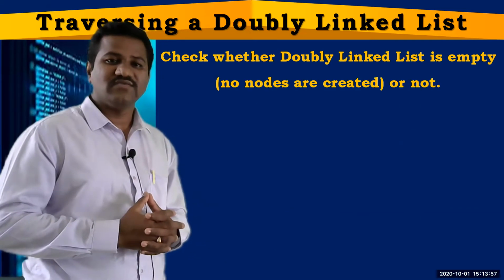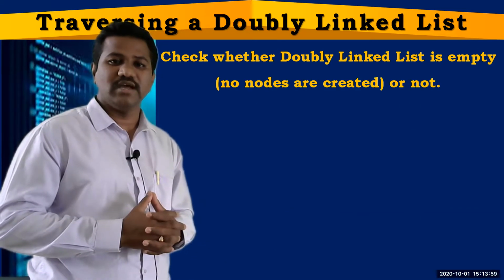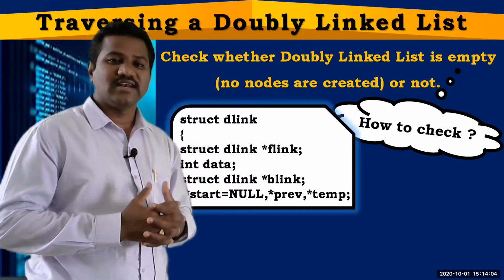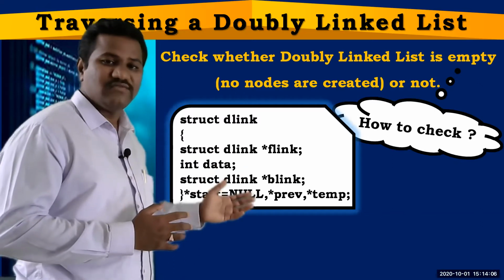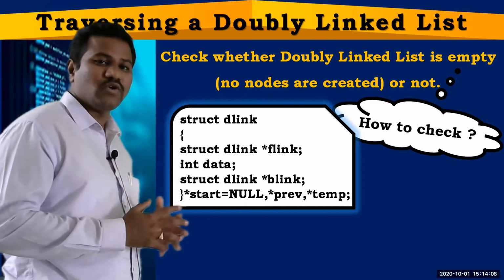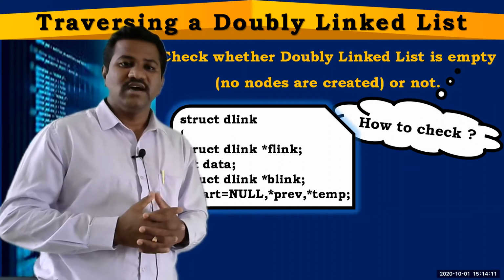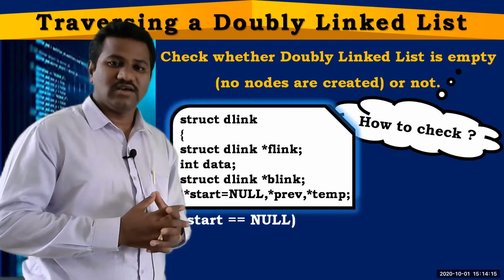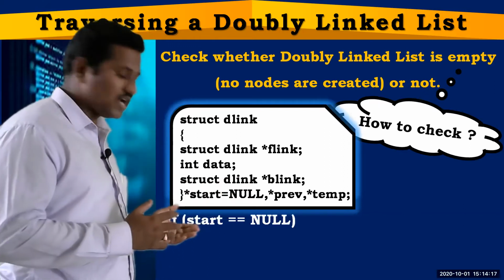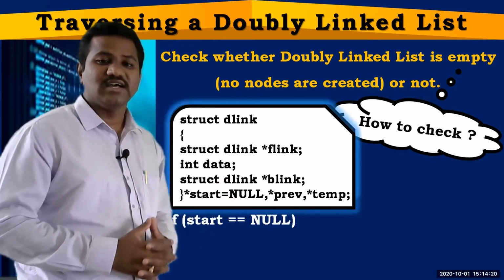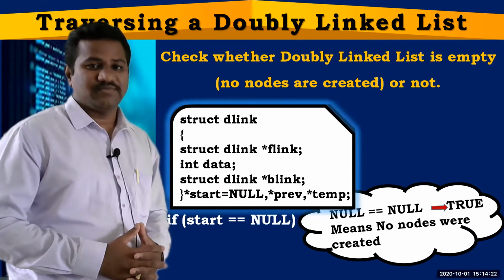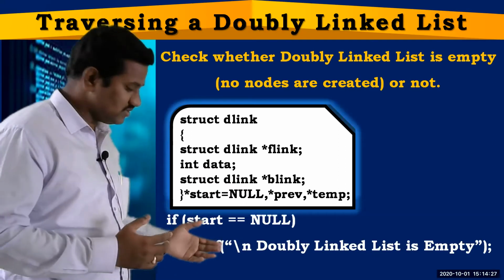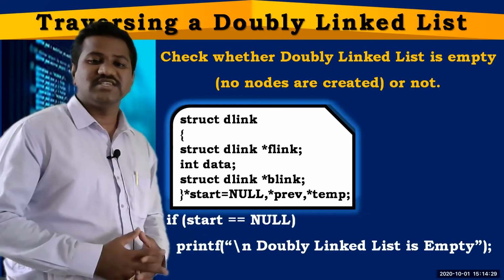So the first step is that we need to check whether double linked list is empty or not. And how to check it? At the time of declaring the structure, we are initializing null to start pointer. And when we are calling this traversing a double linked list in reverse direction, if still start contains null, then we can say that your double linked list is empty. So if start contains null, we can simply give some message that double linked list is empty.